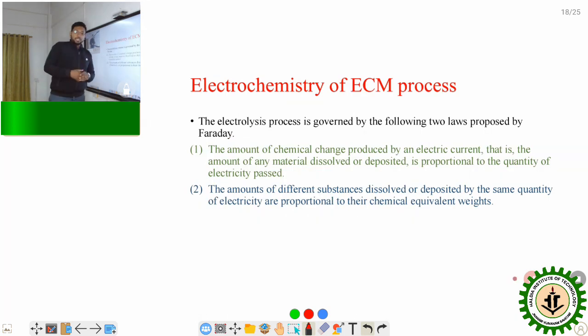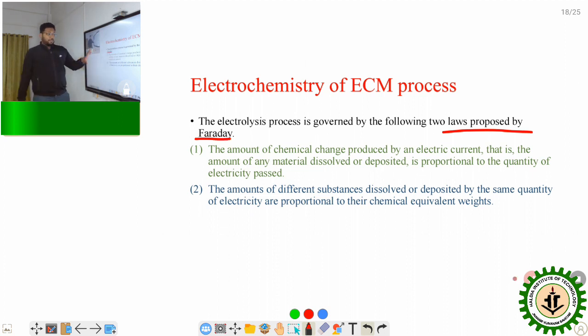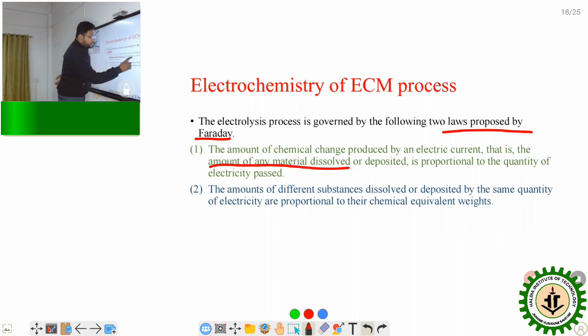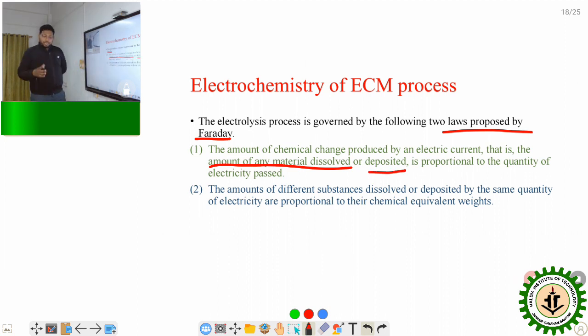So the chemical machining process depends upon two basic laws. The first is Faraday's law: the amount of chemical change produced by an electric current, that is, the amount of any material dissolved or deposited, is proportional to the quantity of electricity passed. This is the basic principle of Faraday.